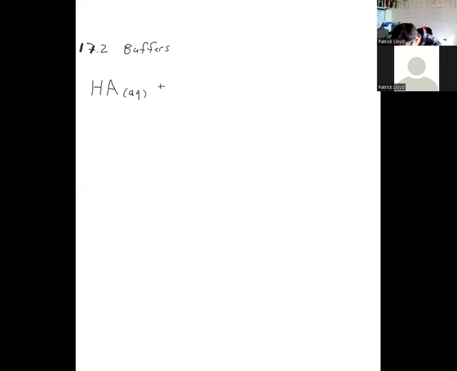So we take this acid, and acids will protonate water, right? And let's make this a weak acid. So the acid will protonate the water so that we get the conjugate base and the conjugate acid. And the conjugate acid is hydronium, right? So this is the conjugate base. And this is the conjugate acid.